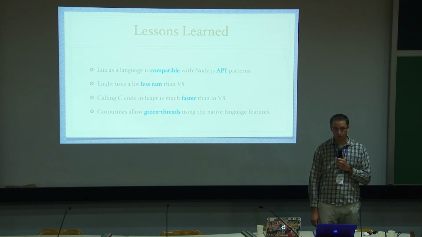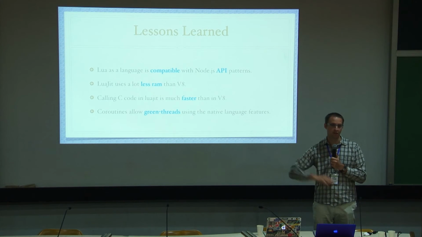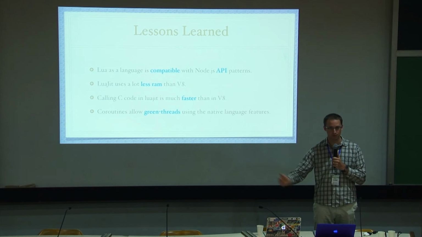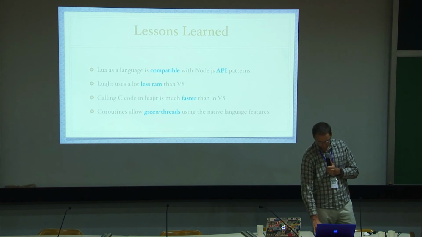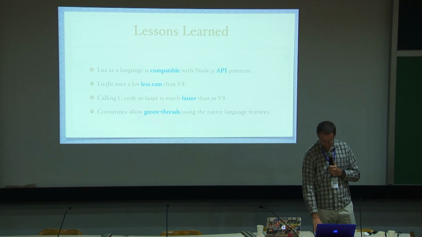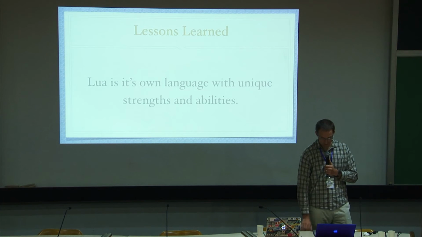In Node, I had to write my own MD5 function in JavaScript because that was faster than calling the OpenSSL MD5. There was just so much overhead calling the C++ function. With Lua, we don't really have that problem. It's a cheap call. And then coroutines are awesome. So Lua is its own language with unique strengths and abilities.